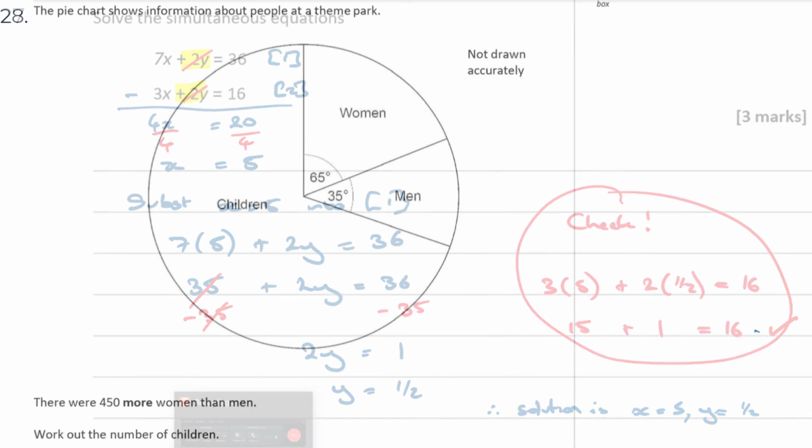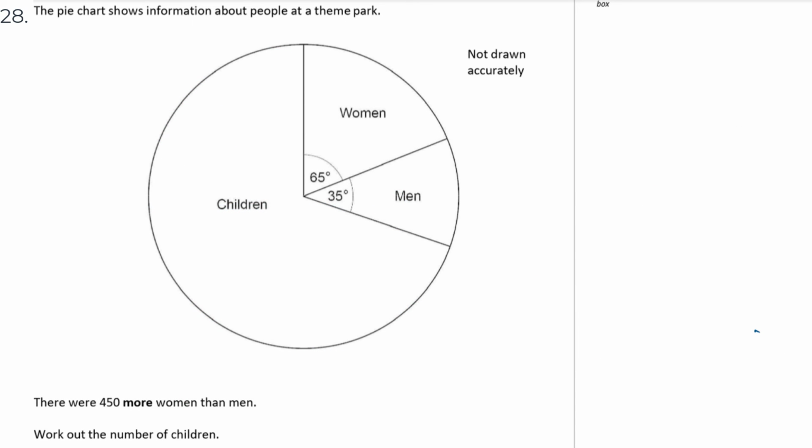Let's move on. The pie chart shows the information about the people at a theme park. So we can see that the vast majority of people here are going to be children, and there's some women and some men. There are 450 more women than men. Work out the number of children. Okay, so there are 450 more women, sorry.